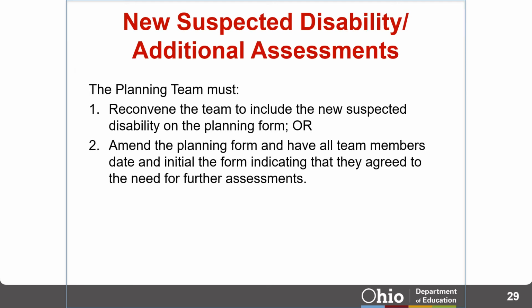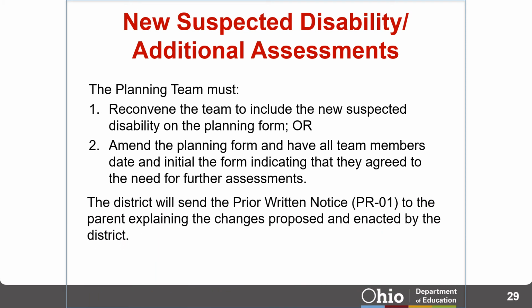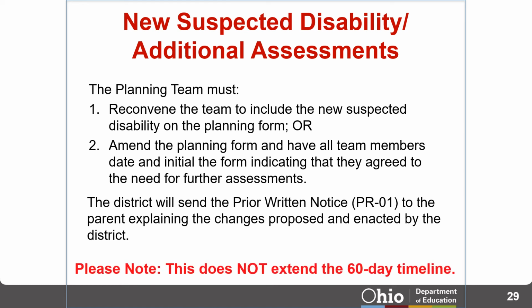If a member of the evaluation team suspects a new disability or determines a different assessment method or tool is necessary during the evaluation process, you must obtain parental informed consent in writing, PRO1, to address the collection of new information and reconvene the evaluation planning team to update the planning form to address these additional needs. It is acceptable to update the planning form by having the evaluation planning team, at minimum the parent and the district representative, initial and date wherever changes were made.